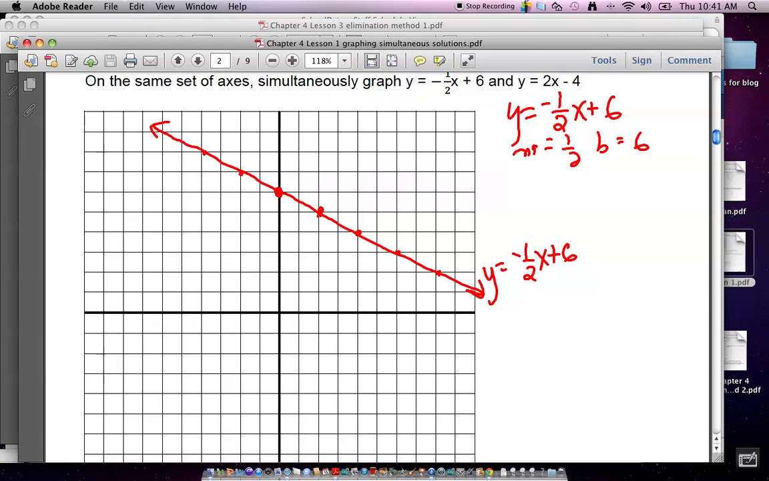Okay. Now, let's go for the next one here. y equals 2x minus 4. Slope is 2. Y-intercept is negative 4. Up 2 over 1, up 2 over 1. Ah, there it is. There you go.